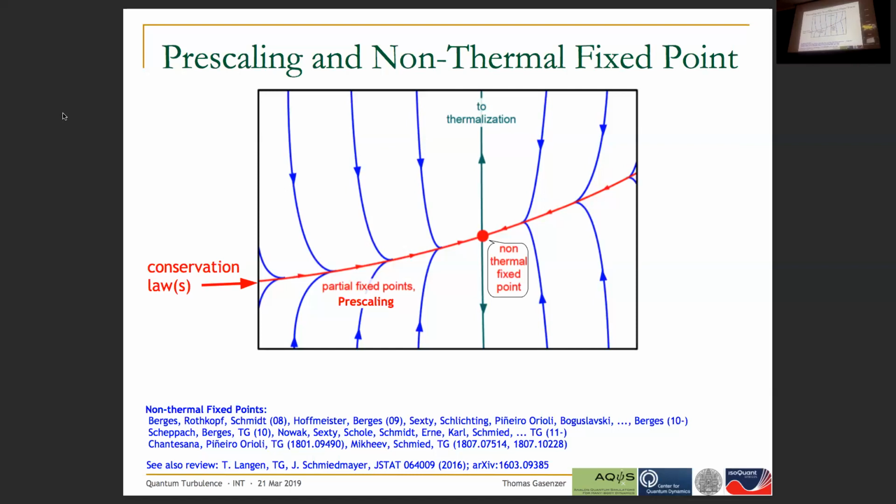And you need infinite energy to get to be on that red line? I will show you in a minute why.